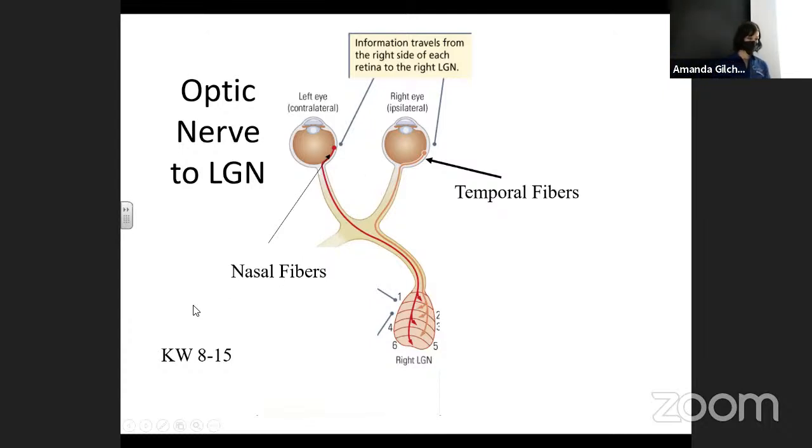The left portion of the left eye and the left portion of the right eye will go to the left lateral geniculate nucleus. Now, one of the things that you'll notice here is that the information from each retina is segregated. We have six layers of the lateral geniculate nucleus, and each of those is segregated in different layers. So even though we're getting inputs from both eyes, we're still keeping information segregated. The primary visual cortex is the very first place where information is actually binocular, where cells are getting information from both eyes rather than just one eye.